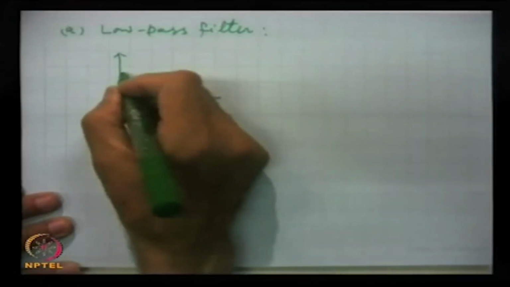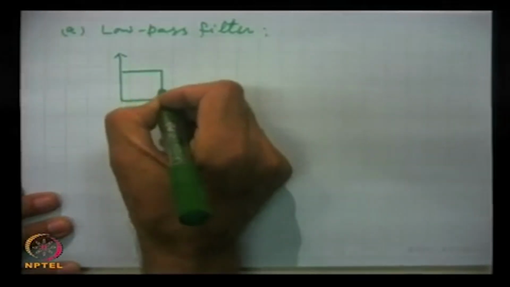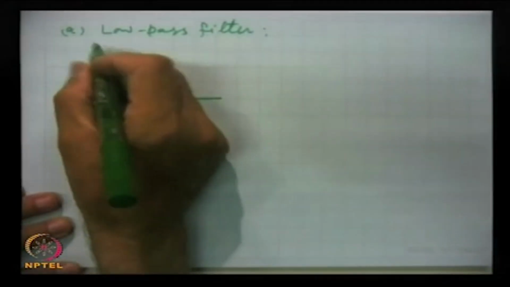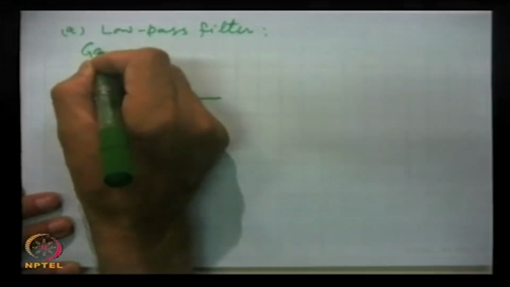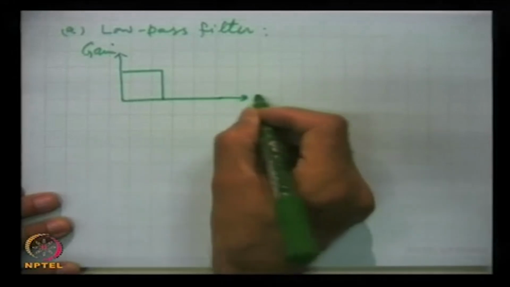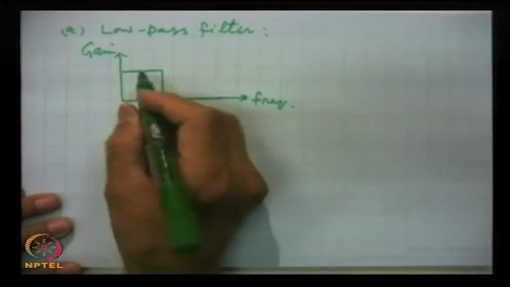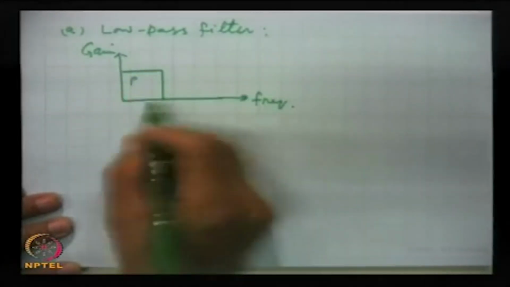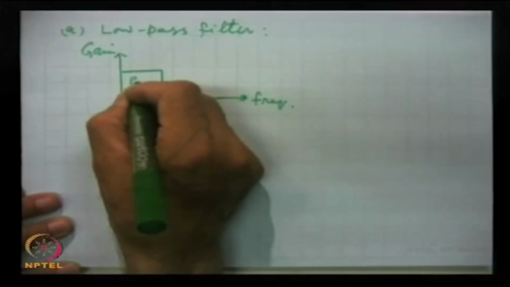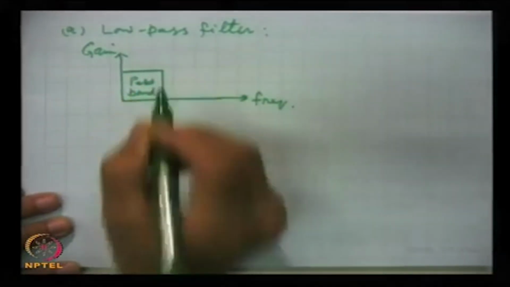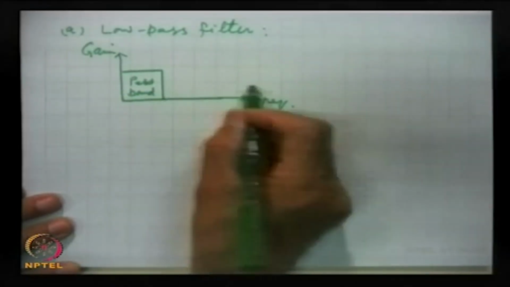First I take the ideal low pass filter, then the actual, practical low pass filter. So, this is the case. This is gain and this is frequency. This is the pass band, this is frequency. So, this is pass band and all this is stop band.